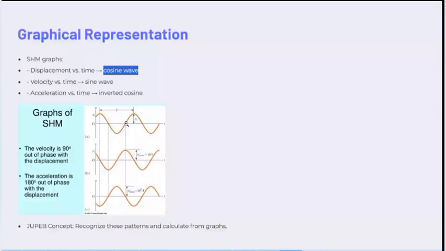Take note, the cosine graph always starts from 1, goes down to 0, then down to -1, back to 0, up to 1. So this is how it moves. It moves starting from 1, down to -1, up to 1, down to -1. So that's how a cosine graph is. When you see that kind of graph, it is talking about a displacement time graph. When you see a cosine wave, it's a displacement time graph.